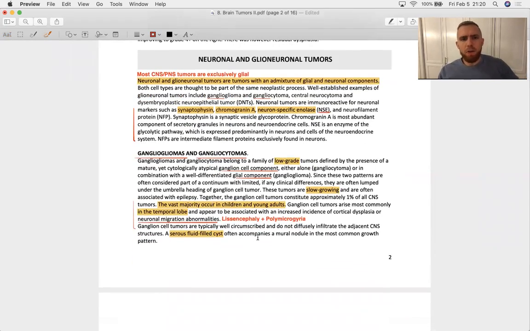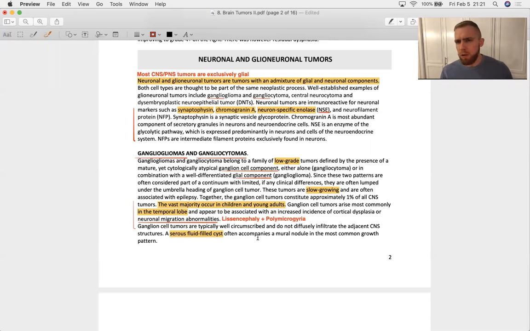We talk about neuronal and glioneuronal tumors. Understand neurons are cells that are typically just stuck in G0. They do not divide. And because they do not divide, we really don't see neuronal cancers. It's extremely, extremely rare. So when we do, it's typically in children, because these are going to be cancers that developed in utero and then presented early on in life.